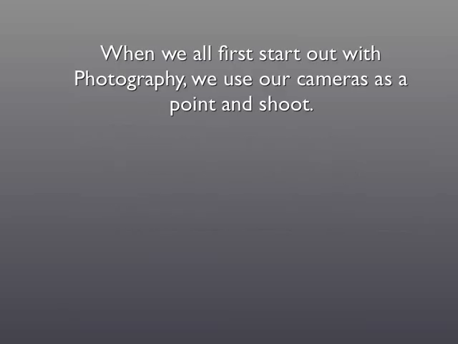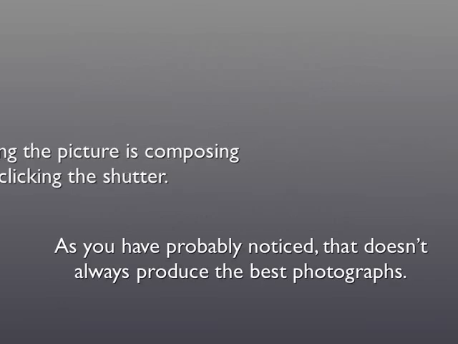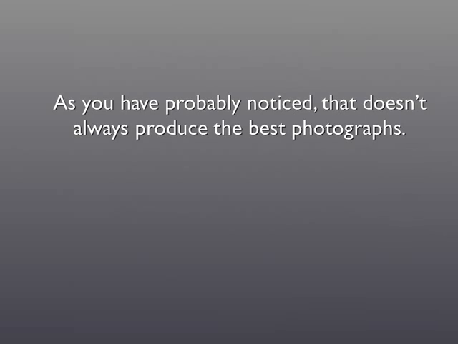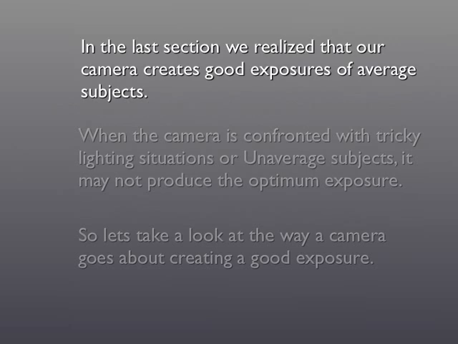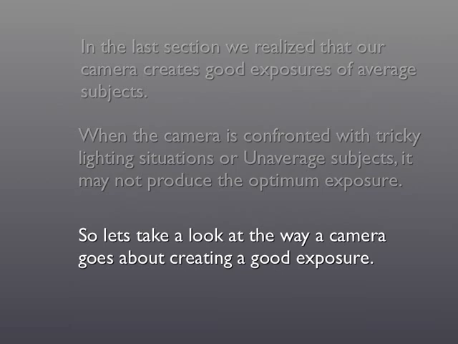When we all first start out with photography, we use our cameras as basically a point and shoot. The entire act of taking the picture is composing the shot and clicking the shutter. But, as you've probably noticed, that doesn't always produce the best photographs. So, in the last section we realized that our camera creates good exposures of average subjects. When the camera is confronted with tricky lighting situations or unaverage subjects, it may not produce the optimum exposure. So, let's take a look at the way a camera goes about creating a good exposure.